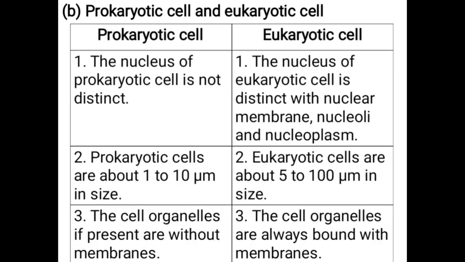Prokaryotic cell and eukaryotic cell. The nucleus of prokaryotic cell is not distinct. The nucleus of eukaryotic cell is distinct with nuclear membrane, nucleoli and nucleoplasm. Prokaryotic cells are about 1 to 10 micrometer in size. Eukaryotic cells are about 5 to 100 micrometer in size. In prokaryotic cells, the cell organelles, if present, are without membranes. In eukaryotic cells, the cell organelles are always bound with membranes.